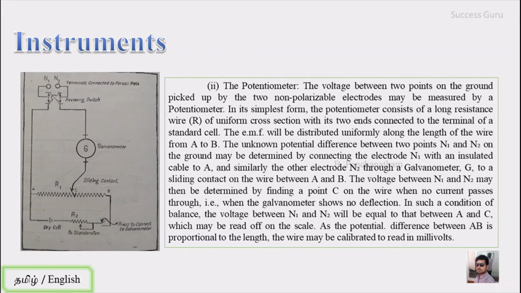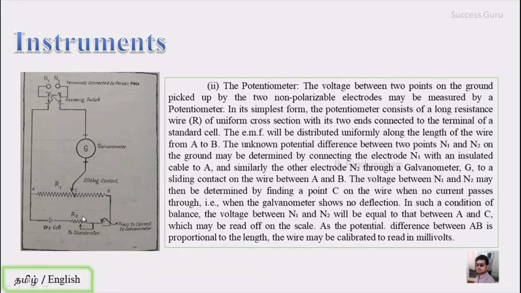In its simplest form, the potentiometer consists of a long resistance wire. So this is the long resistance wire, R, of uniform cross section, with its two ends connected to the terminals of a standardized cell. The EMF will be distributed uniformly along the length of the wire from A to B.